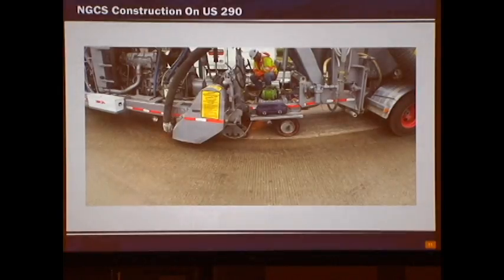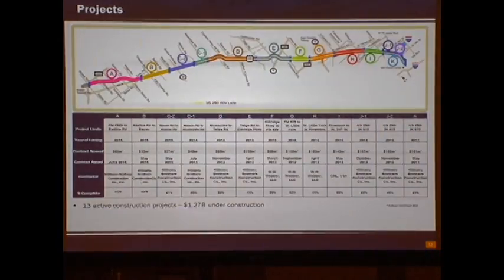So I'm going to get a little bit into the construction on the US 290 project. The 290 project spans from 610 and 290, which is what you see on the right, all the way to the county line, which is Project A on the left. It's 13 active construction projects, approximately $1.3 billion in construction.